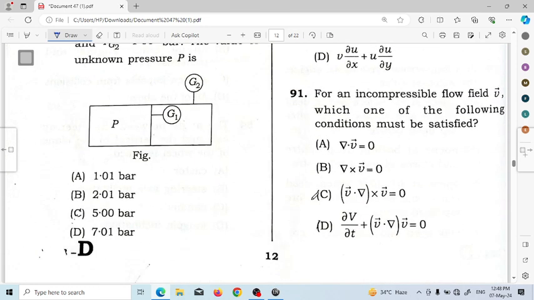Next, question number 91. For an incompressible flow field, V vector, which one of the following conditions must be satisfied.